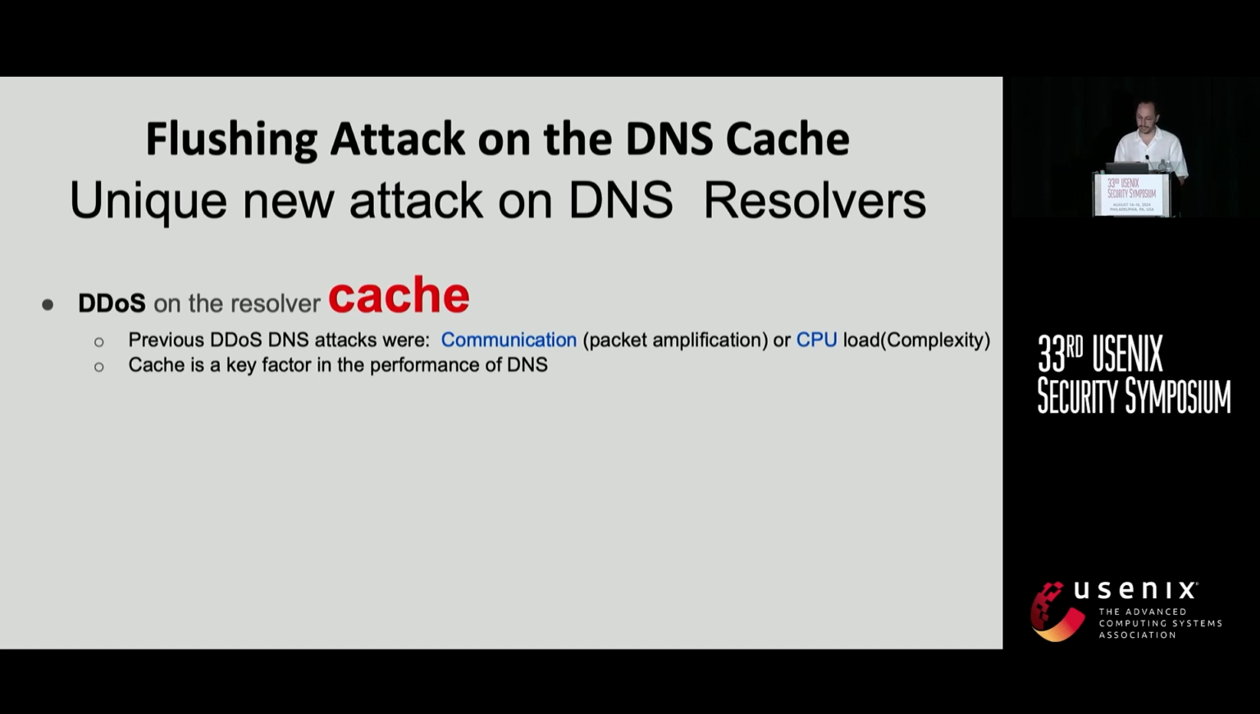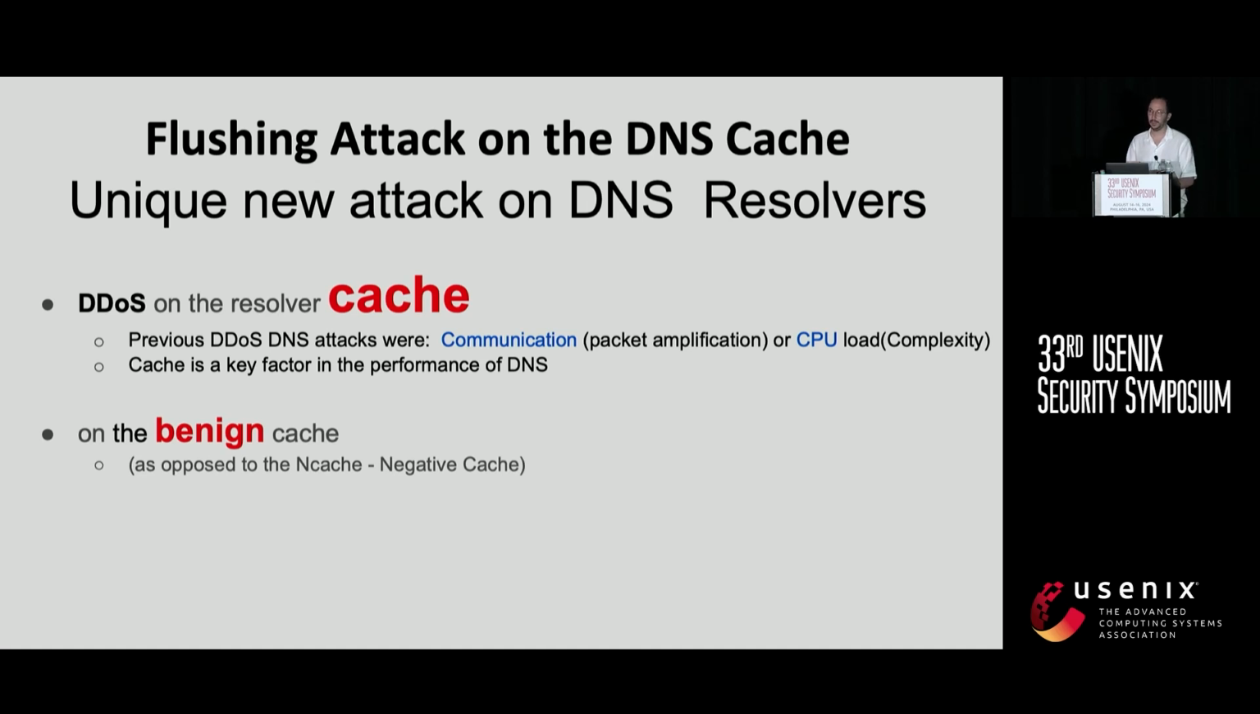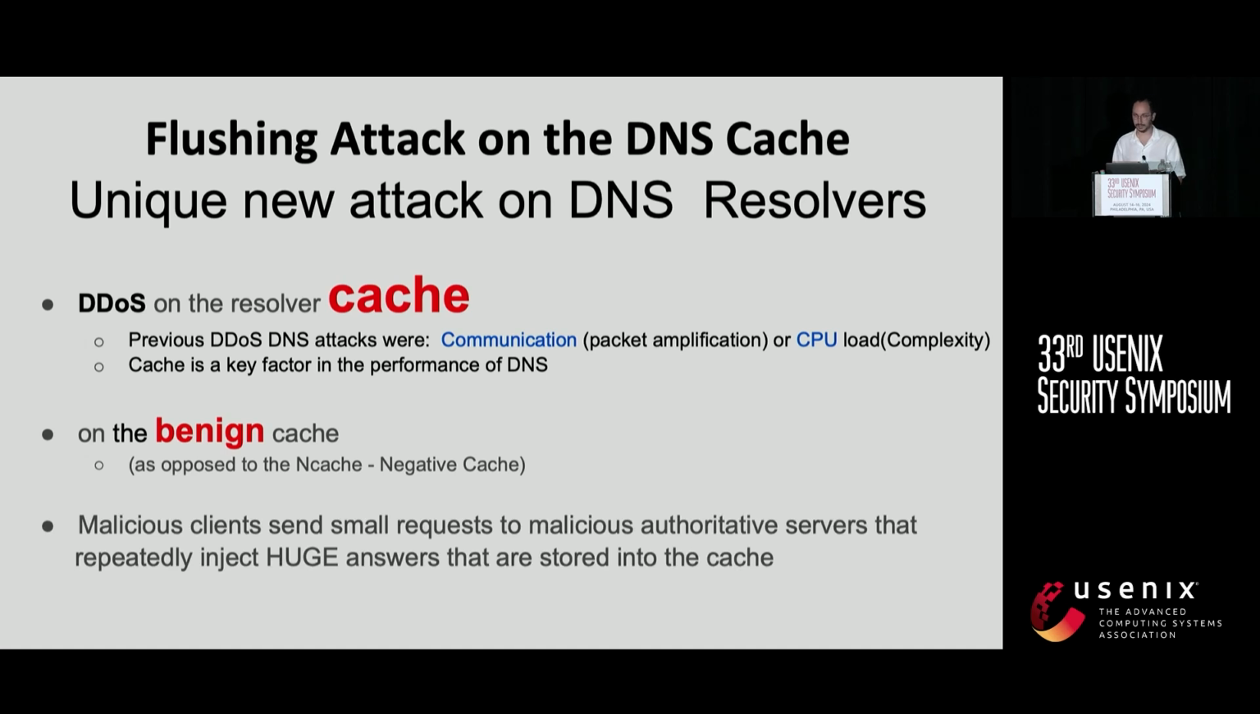We know that cache is a key factor for the performance of DNS, and we're targeting the resolver cache. We're targeting the benign cache and not the negative cache. Later in this talk, we will present the differences. In this attack, a malicious client sends a small request to a malicious authoritative name server, and it repeatedly injects huge answers and flushes the cache.